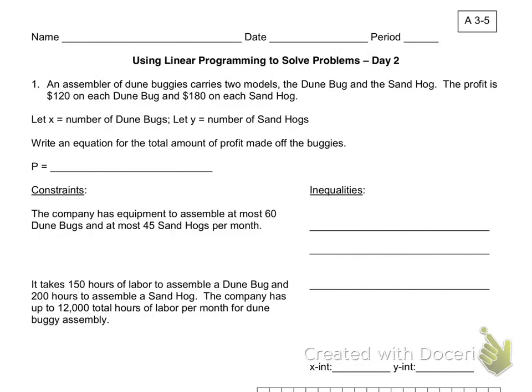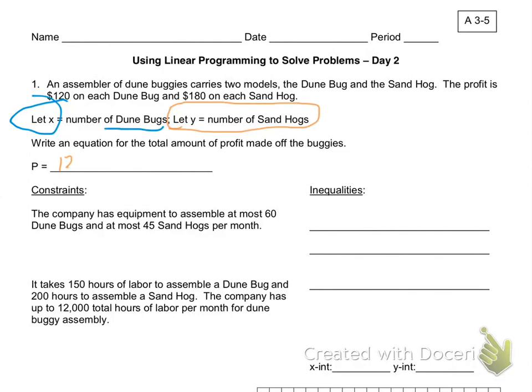So here we have an assembler. They make dune buggies in two models. One's the dune bug and the other's the sand hog. In fact, in this problem, they've already told us what x is equal to. That's the dune bugs, and then y is going to be the sand hog. So that kind of already gives us an idea of how to set this up. And in the first sentence, they told us that the profit is 120 for dune bugs and 180 for sand hog. So right away we can write our profit equation.